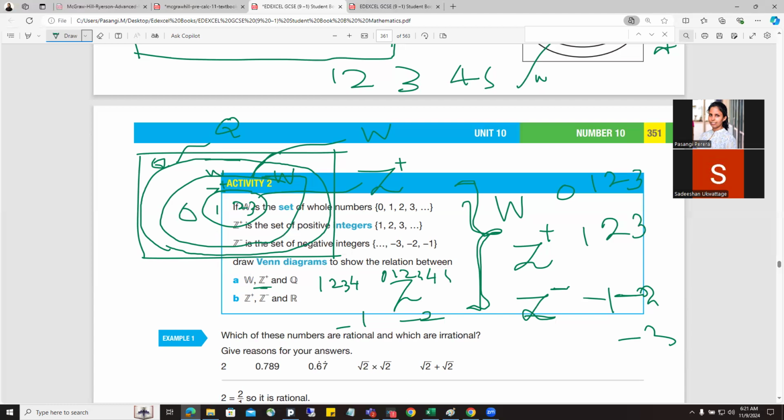Is it clear what I'm saying? That means, Miss, W is another step ahead of Z plus. Yes. Here we have Z plus only, positive integers only, so we have 1, 2, 3, 4 up until infinity. If it's whole numbers, we start from 0, then 1, 2, 3, 4 likewise. So the bigger set is actually W, the whole numbers. It would be one step ahead of Z plus. Okay, Miss. Shall I do it again? Okay.